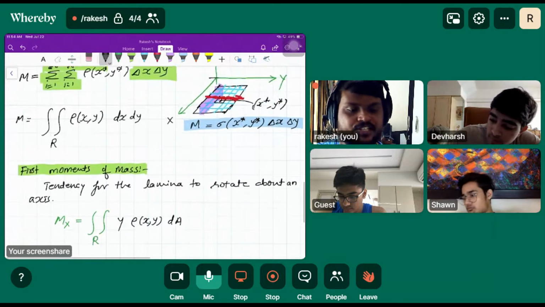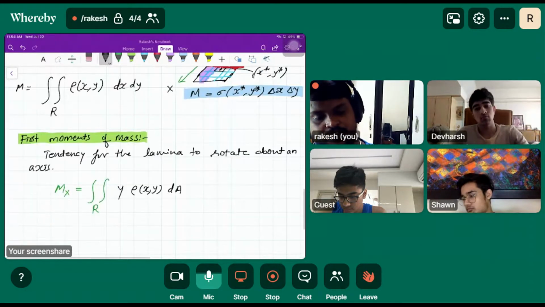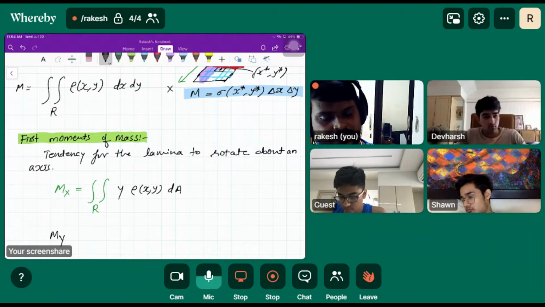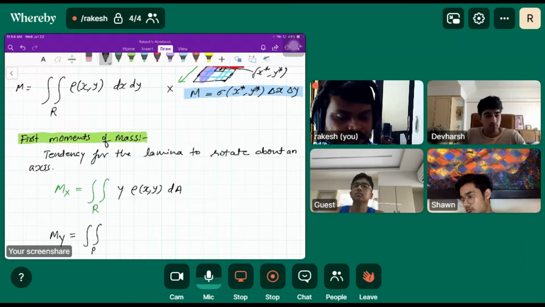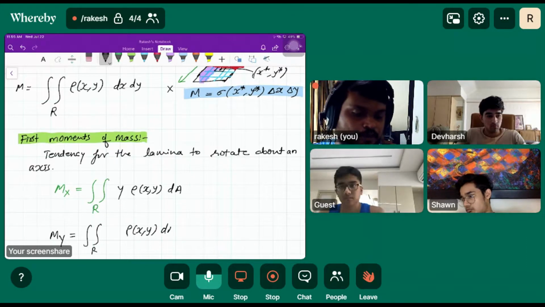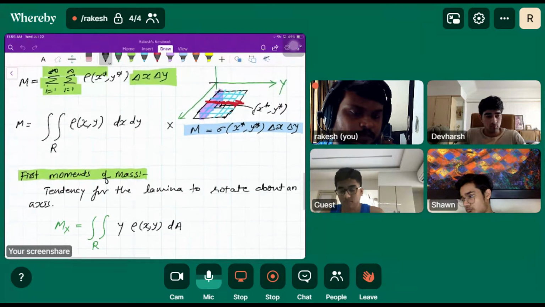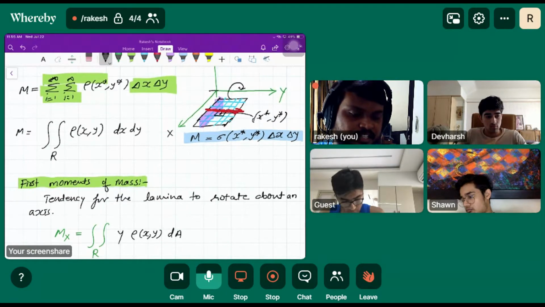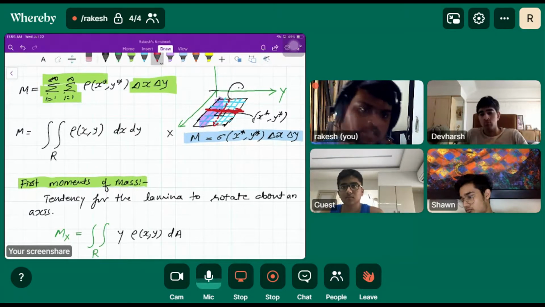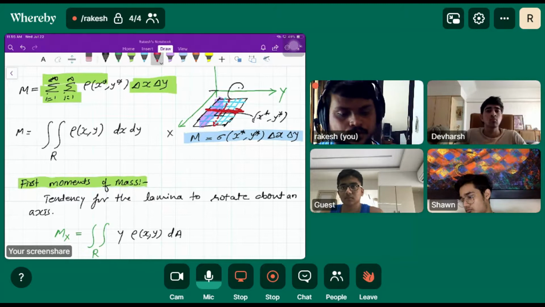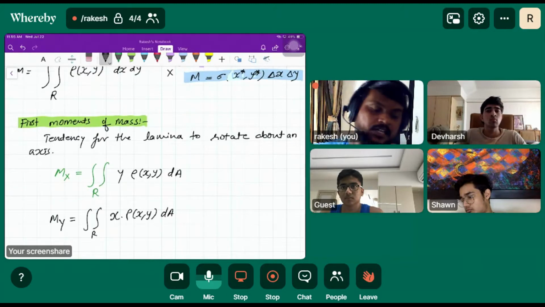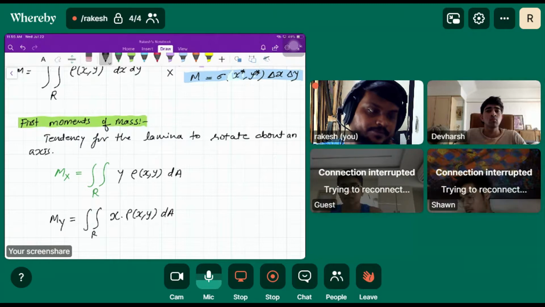So the distance is along the y direction here. Now if we find the moment of mass about the y axis, it would be x times rho(x, y) dA. We are doing this about the y axis, as if it is rotating about the y axis. So the integration is for x, since the distance is x. We are integrating x here: x rho(x, y) dA.